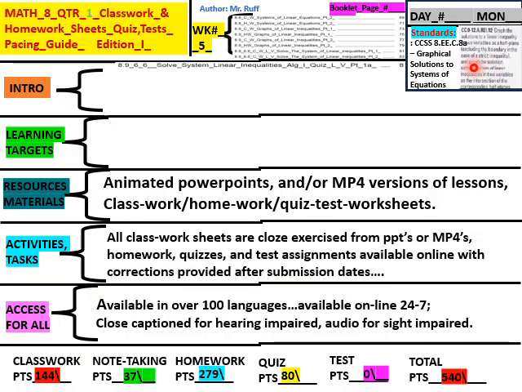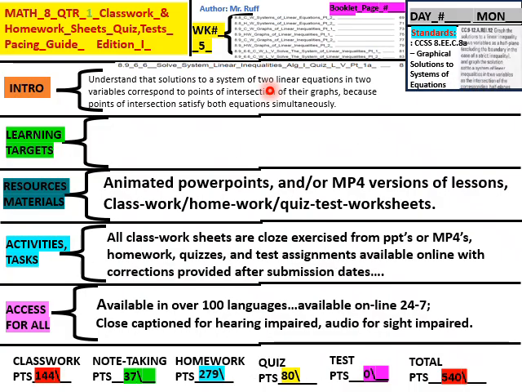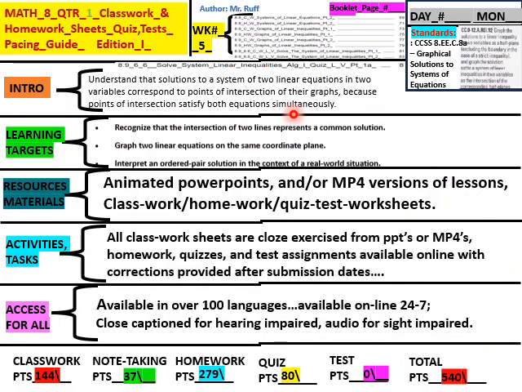And then graph the solution set to a system of linear inequalities in two variables as the intersection of the corresponding half planes. So it gets technical. We start to get real technical graphing here in Week 5. And then our intro here is understand that solutions to a system of two linear equations in two variables correspond to points of intersection of their graphs, because points of intersection satisfy both equations simultaneously.